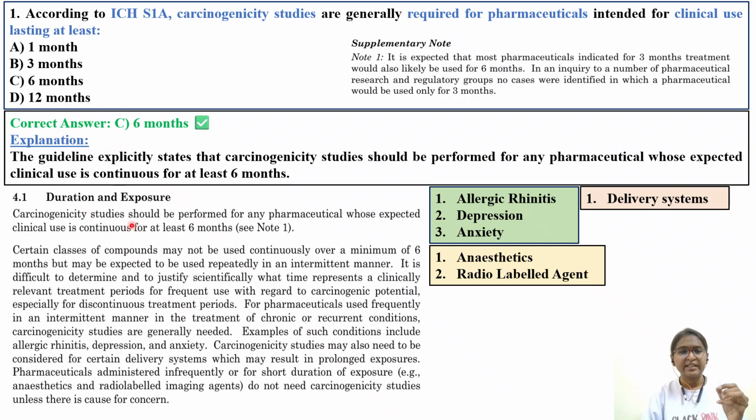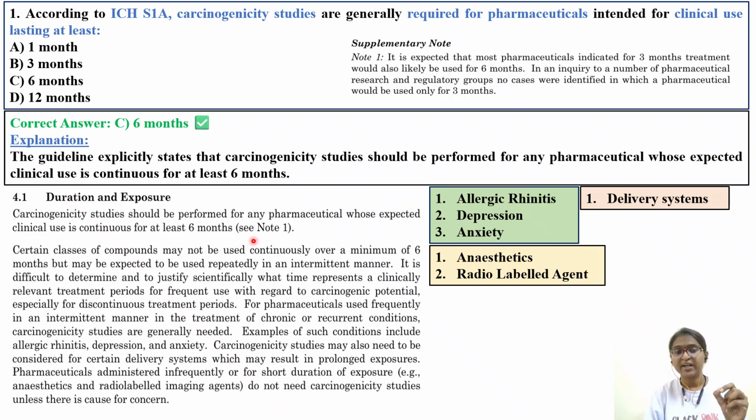Okay. So what does the guideline state about this particular duration of exposure? We'll see. Section 4.1 very clearly discusses the duration and exposure of that particular pharmaceutical. How much treatment duration is there? So what does it state? It states that carcinogenicity studies should be performed for any pharmaceutical whose expected clinical use is continuous for at least 6 months. Here the keywords are continuous and 6 months. So for anything 6 months or more than 6 months, you need to do a 2 year cancer study in rodents.